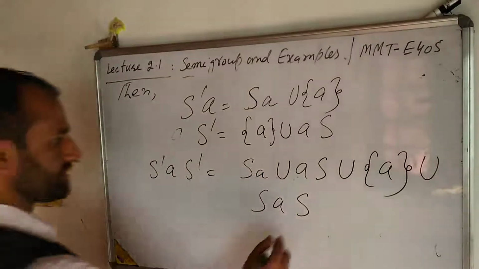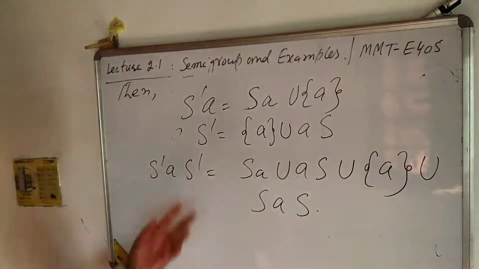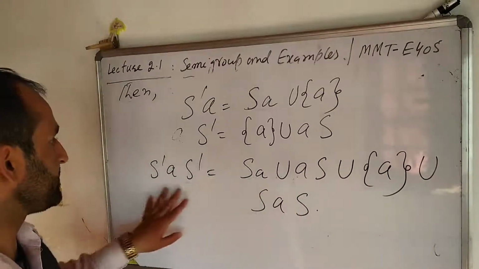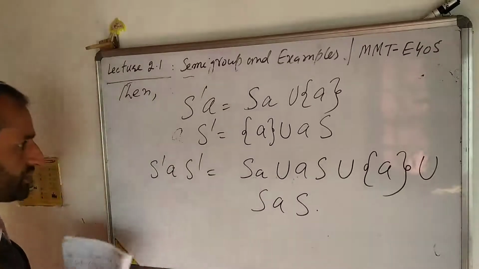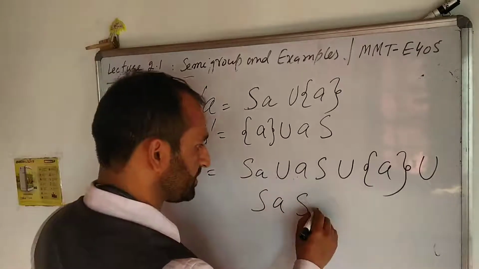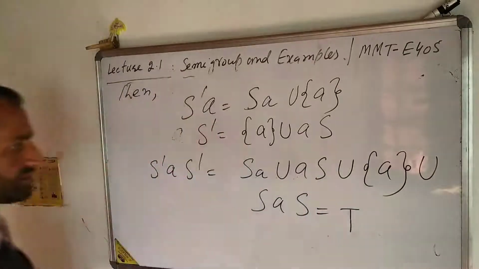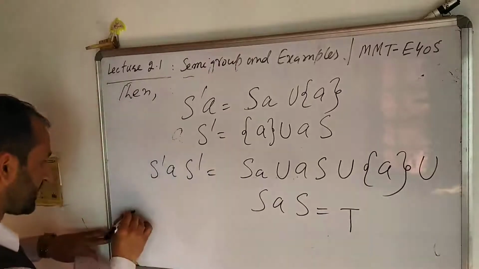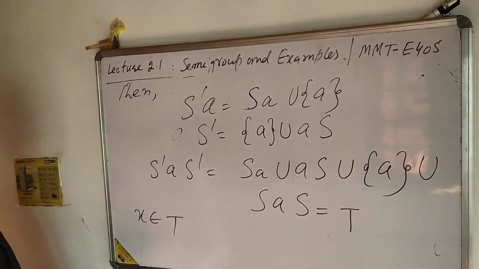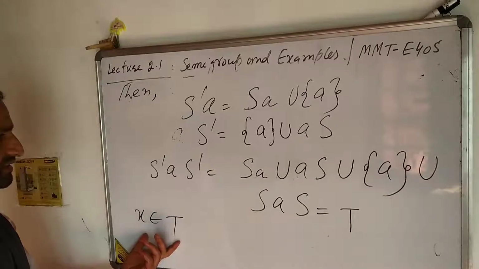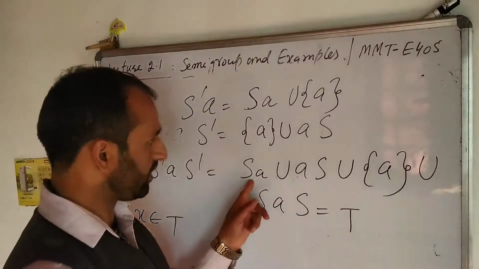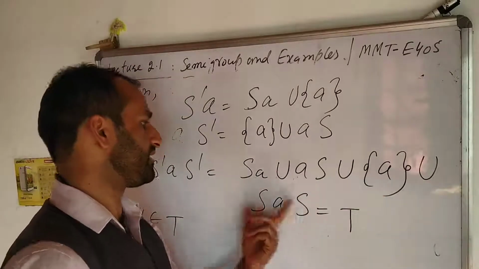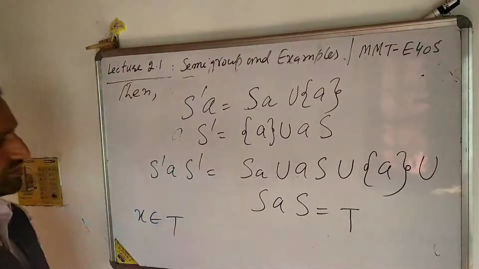So you can easily verify this. Suppose you take any element in this union. If it is here, then obviously it belongs to this. Let's denote this union by T. So let's take X in T. If X is in T, then X is either in SA or in AS or equal to A or in SAS. I will take different cases.